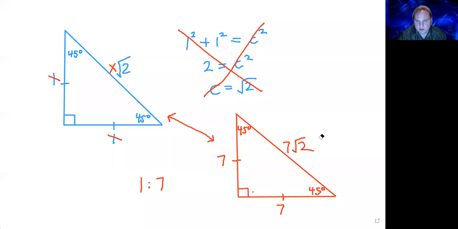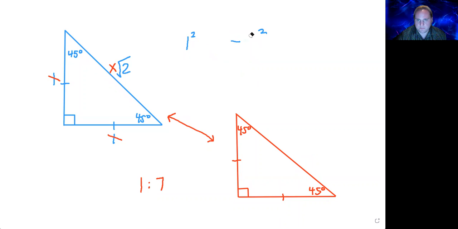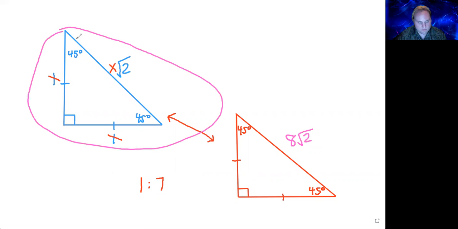You may also see a diagram where they give you some information about the hypotenuse and ask to find the legs. Let's clear some space here. So let's say that they tell us that this hypotenuse is 8 root 2. So we can kind of work backwards, and comparing it to this diagram, you can see that 8 is like x. So therefore, we should have an 8 here and an 8 here. Those are some of the more straightforward examples.